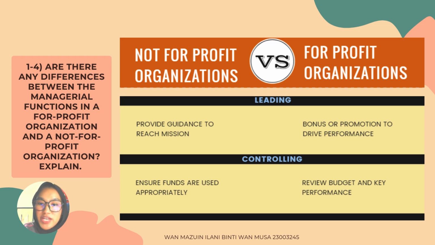So, in summary, not-for-profit organizations use the POLC functions to fulfill their missions and social objectives, focusing on impact and stakeholder trust. In contrast, for-profit organizations apply these functions to maximize profits and business success, focusing on efficiency and financial performance. While they both rely on the same management principles, their goals shape how they plan, organize, lead, and control their operations.